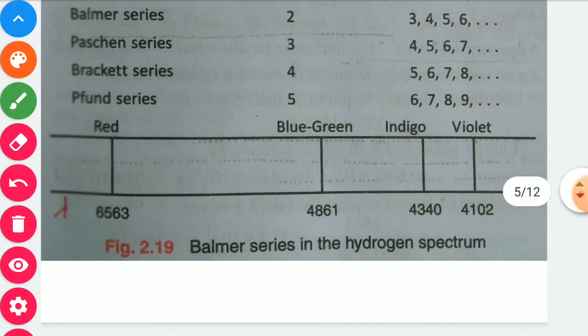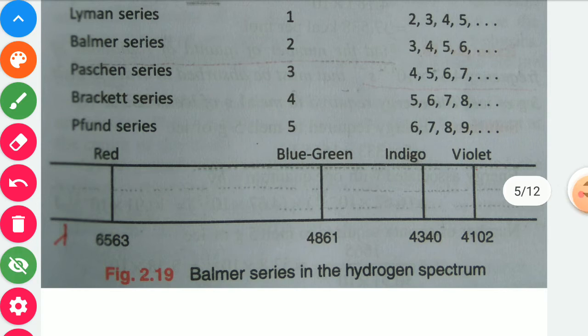Here one graph is given, one figure is given. In this figure, on the lower line the wavelength value is given and on the upper line the color is given. So here at 6563 the color is found to be red. For 4861 it is blue green. For 4340 it is indigo, and at 4102 violet color is found.